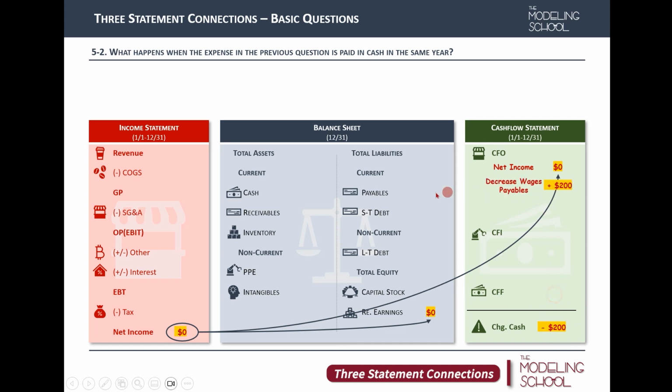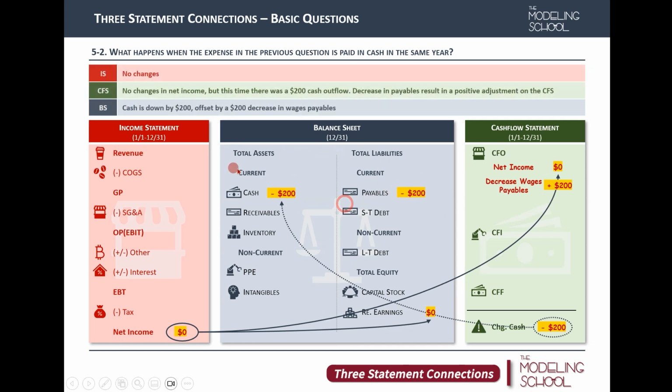We're going to do exactly the opposite of what we just did before. So there's going to be a decrease in wages payables. So decrease in liabilities is going to be a positive adjustment on the cash flow statement. Changes in cash worth 200 minus 200 would affect cash balances at year end, and wages payables balance would decrease by 200 as well. So the assets and the liabilities and equity side would match.